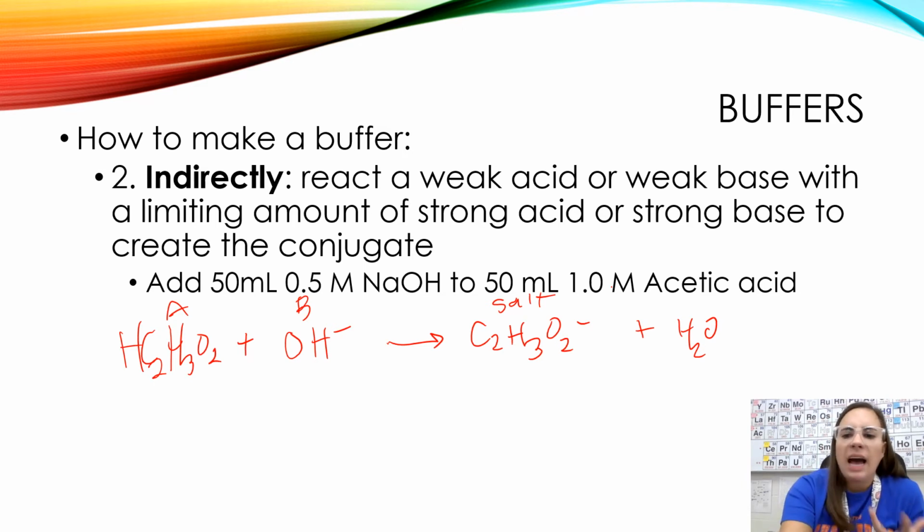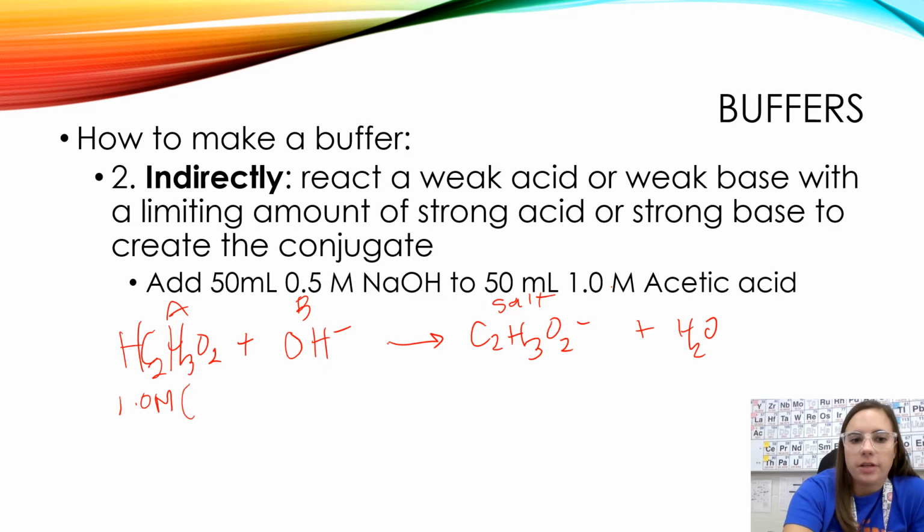So how does this create a buffer? Well, if I have 1 molar of acetic acid, I have 50 milliliters of it. I'm going to convert this to moles. We talked about this in class. So I'm going to convert this to moles by multiplying by liters. And I have 0.05 moles of acetate, right? And now if I want to convert that back to molarity, 50 plus 50 is 100. I got to divide this by 0.1. And so now I have 0.5 molar.